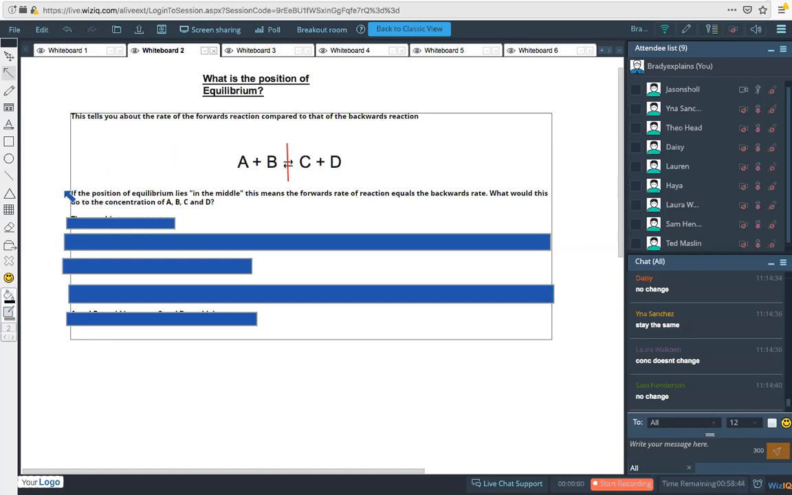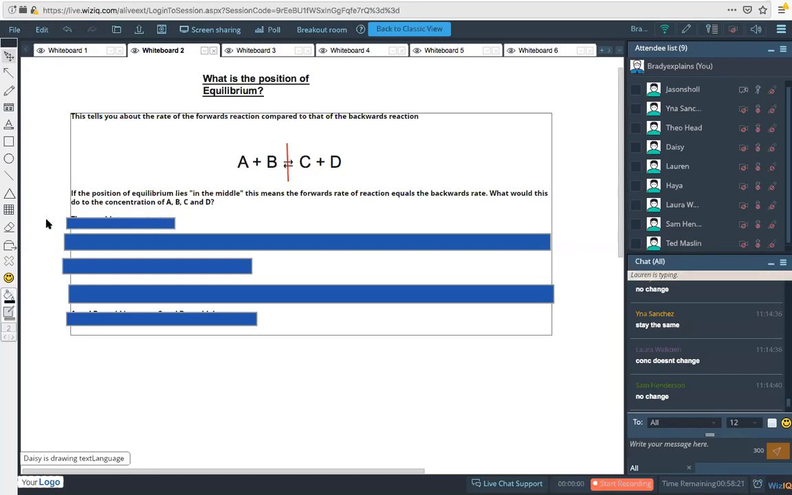But my question to you, and again, a bit of repetition from earlier, if the position of equilibrium lies in the middle and the forwards rate equals the backwards rate, what would this do to the concentrations of A, B, C, and D? You can type the answer in now, please. And just whenever you're ready, press enter.